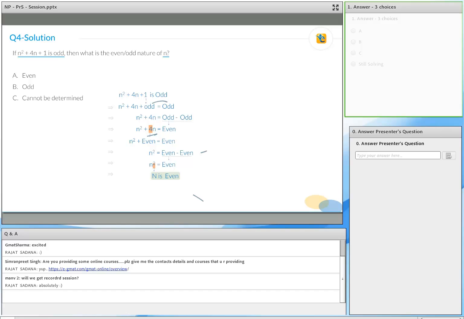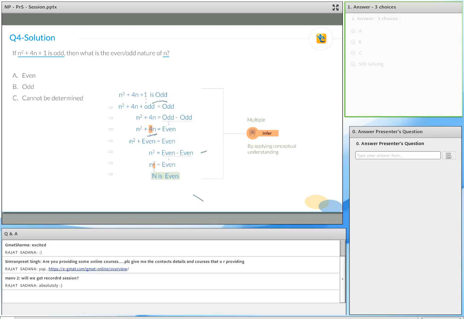Now for those of you who selected that n is odd, or that the even odd nature cannot be determined, where did you falter? Again, you need to draw those multiple inferences step by step by applying your conceptual understanding. Everyone knows what's an odd number, everyone knows what's an even number, right? Everyone knows the impact of the operations on the even odd numbers.